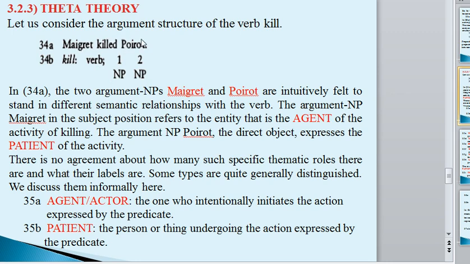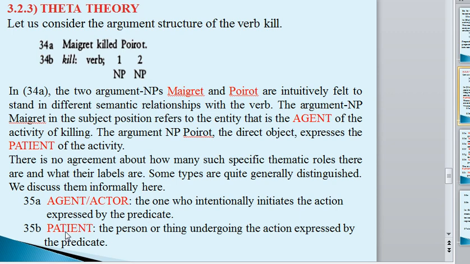Okay, there is no agreement about how many such specific thematic roles there are and what their labels are. Some types are quite generally distinguished. These are the main theta roles which I want to talk about. First of all, the agent, like Margaret in this example, or the actor. This is the definition of agent: the one who intentionally initiates the action expressed by the predicate. Okay, this is the agent or actor.